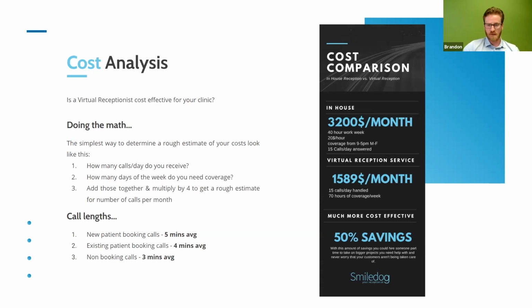And as you can see in the graphic on the right, I've done just a quick cost comparison so that you can see some of the real numbers. If you're looking at an in-house receptionist who works 40 hours a week, you're paying them about $20 an hour, and let's say they're answering 15 calls a day, that is about $3,200 a month. And for the same level of calls answered with a reception service, it's roughly about half. So in terms of the savings, you can use the extra money elsewhere within your clinic for any other purpose that you need to, because the cost savings are so much.